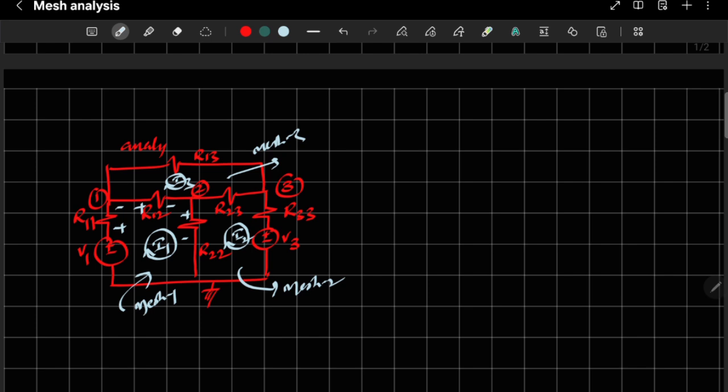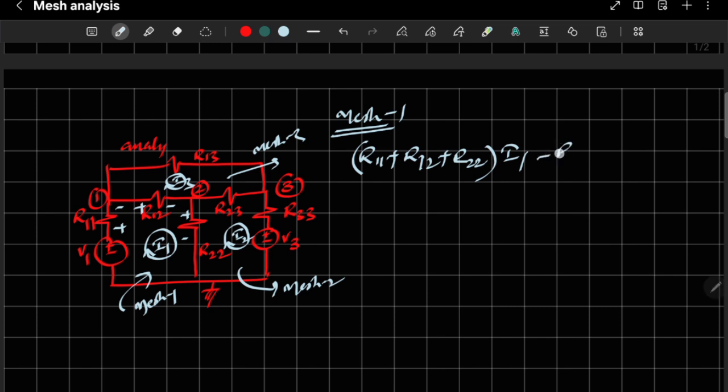Those 3 equations I am going to write now, directly. So apply mesh 1. Mesh 1 current is I1. What are the resistances involved in mesh 1? R11, R12, R22. R11 plus R12 plus R22 multiplied with I1. That's it, simply.